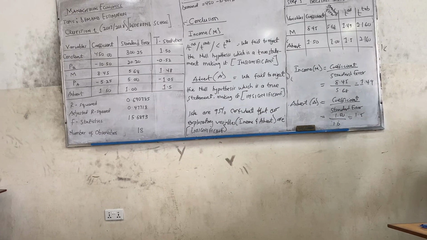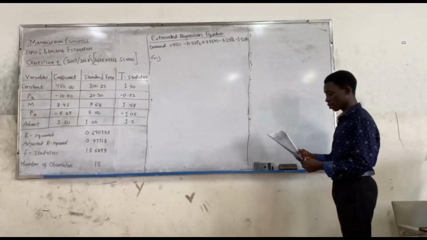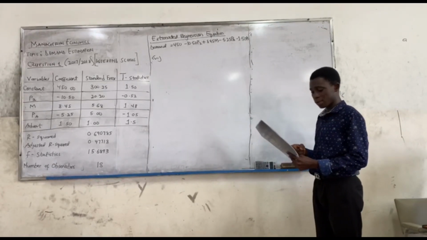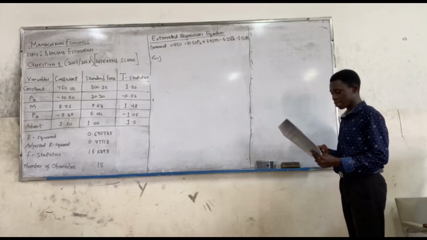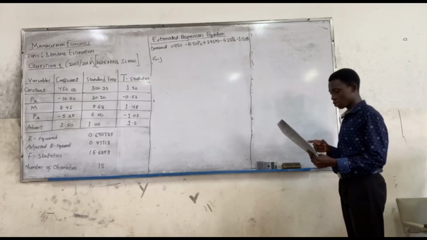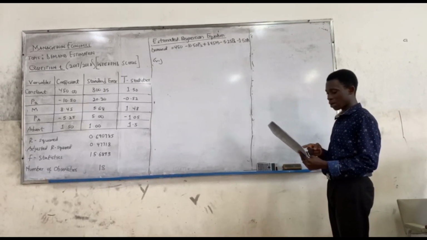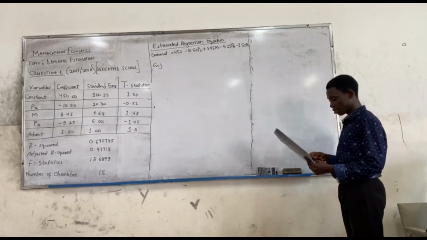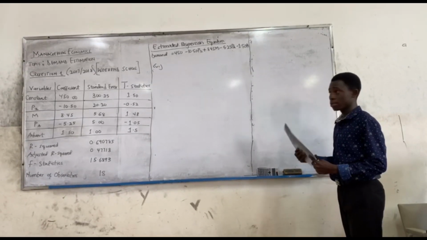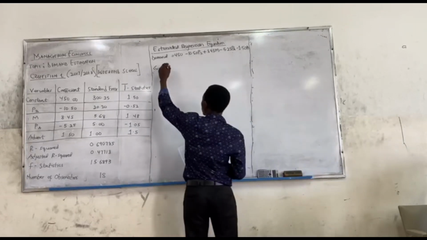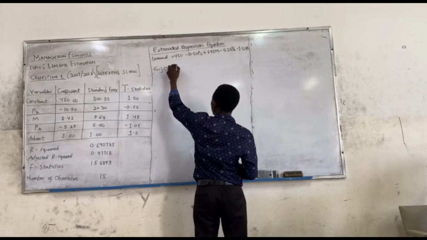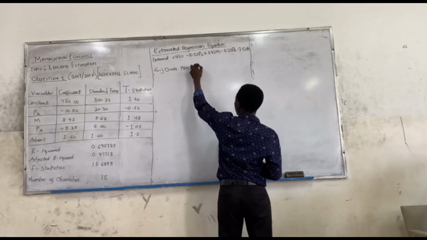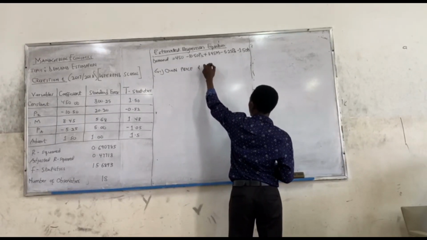So we move on to the next question. Given that price of Zano is 40 cedis, income 100 cedis, price of Alomo is 20 cedis, and expenditure on advertising is 80 cedis, calculate the own price and income elasticity of demand. So we do it. Own price and income.